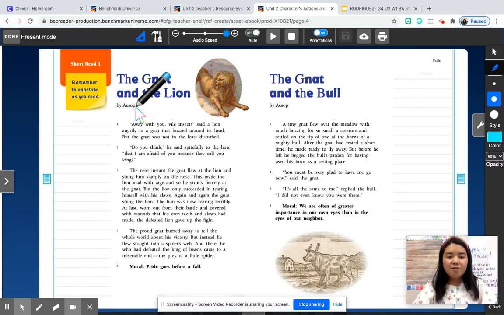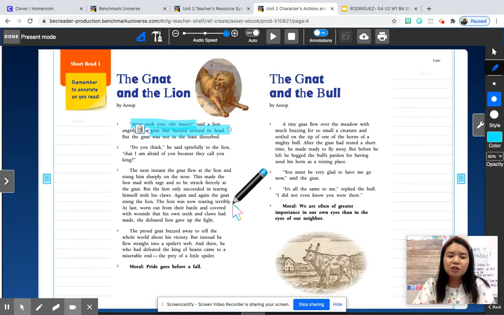Okay. "Away with you, vile insect," said a lion angrily to a gnat that buzzed around its head. But the gnat was not in the least disturbed. So here we already set the tone and know that there are two characters: one, the gnat, two, the lion, okay? And this is where they first meet. I want to highlight that to make sure that I remember that this is important. This is where they first meet. What are they doing, right? The lion went and shooed it away, and then the gnat was buzzing around the lion's head, okay?